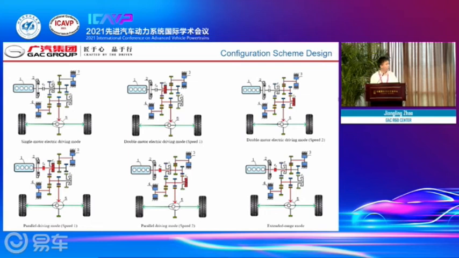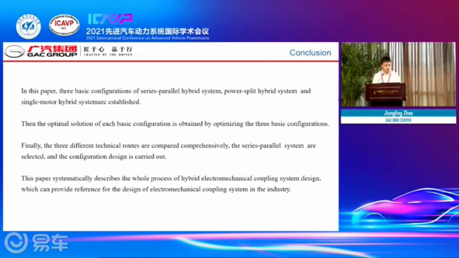This is the power flow of the hybrid system. In this paper, 3 basic configurations are established. Then the optimal solution of each basic configuration is obtained by optimizing the 3 basic configurations. Finally, the 3 different technical routes are compared comprehensively. The series parallel system is selected, and the configuration design is carried out.